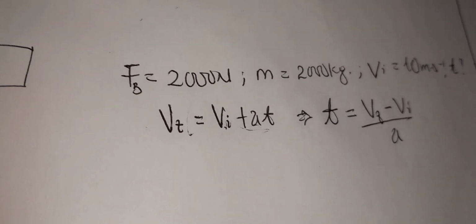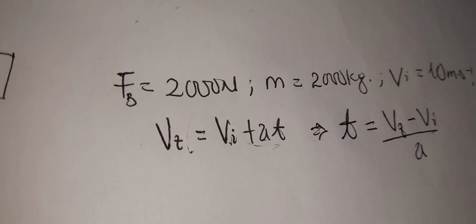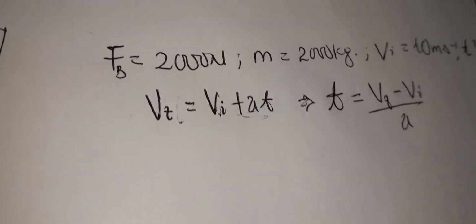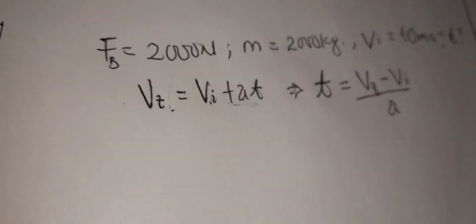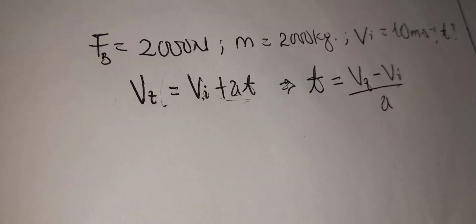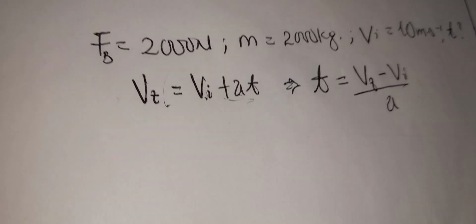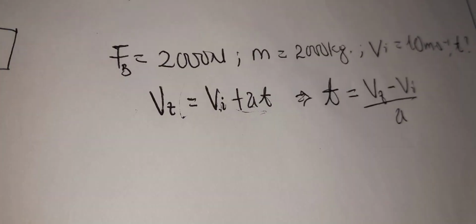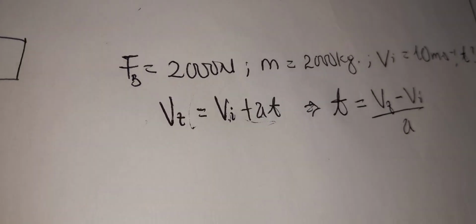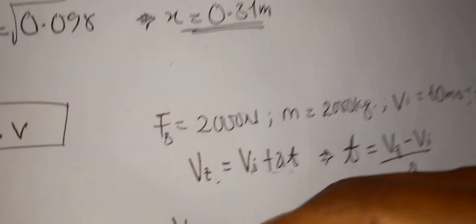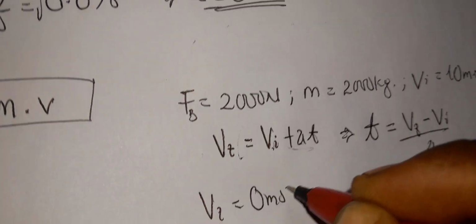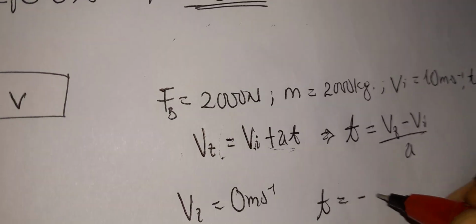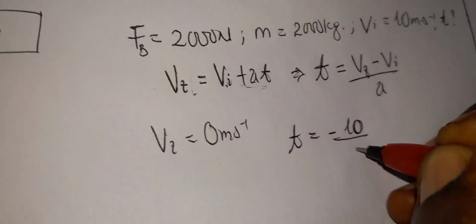All right, since it's coming to rest, and when we're talking about motion, when a body comes to rest, it means final velocity is equal to 0 meters per second. When a body starts from rest, it means initial velocity is equal to 0 meters per second. But in this question we're talking about braking, so it means that it comes to rest. It means vf equals 0 meters per second. So it means t equals minus 10 over a.